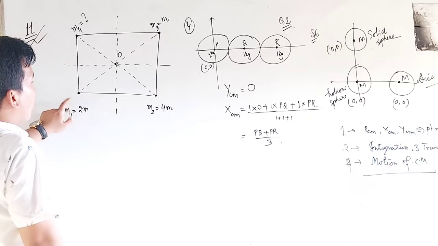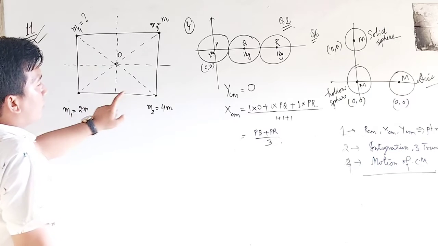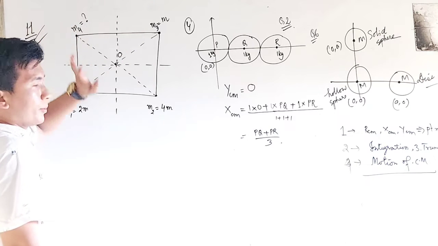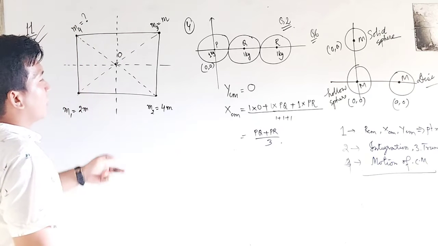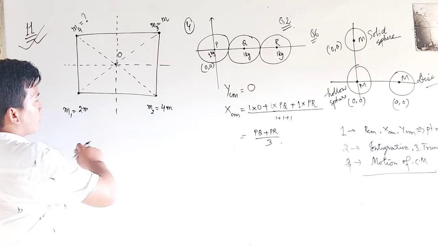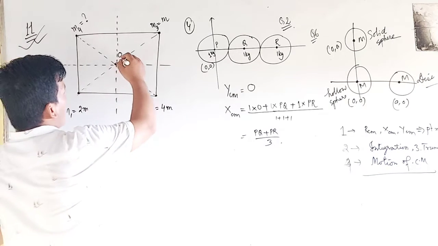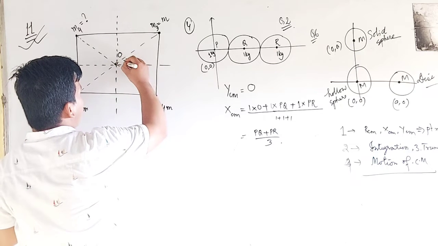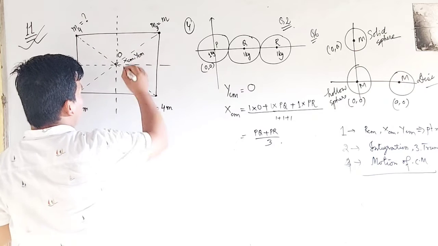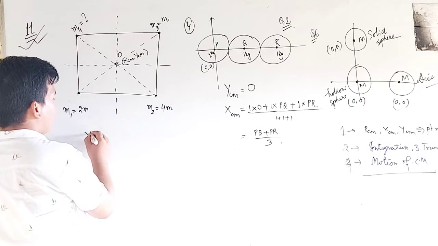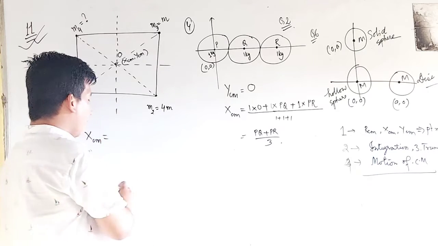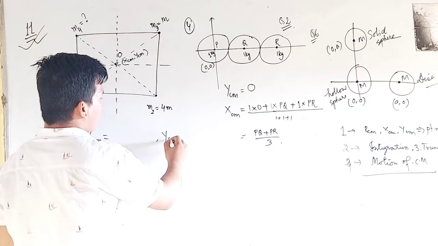What will be the coordinate of this M1? What will be the coordinate of this M2? What will be the coordinate of M3? What will be the coordinate of M4? Because we require, let us consider this to be XCM, YCM. XCM value will be equal to, YCM value.